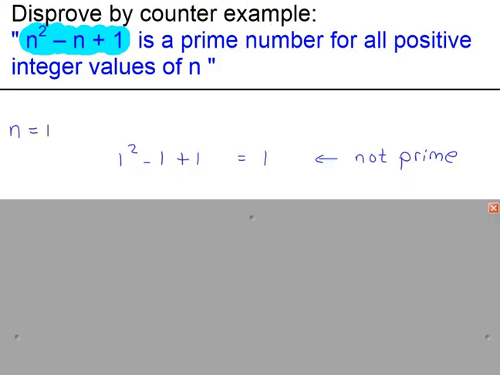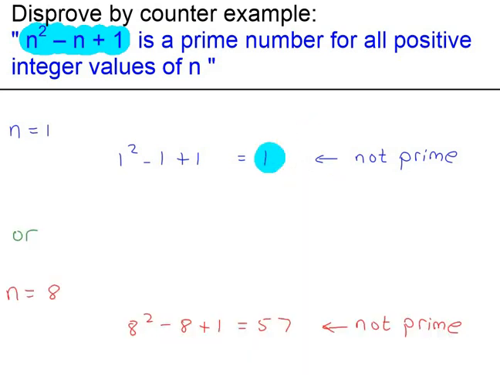So n equals 1, we get 1. 1 is not a prime number. Or we could give n equals 8. 57 is not a prime number. Only one example is needed to disprove this statement. I've given two examples here, but one example is sufficient.